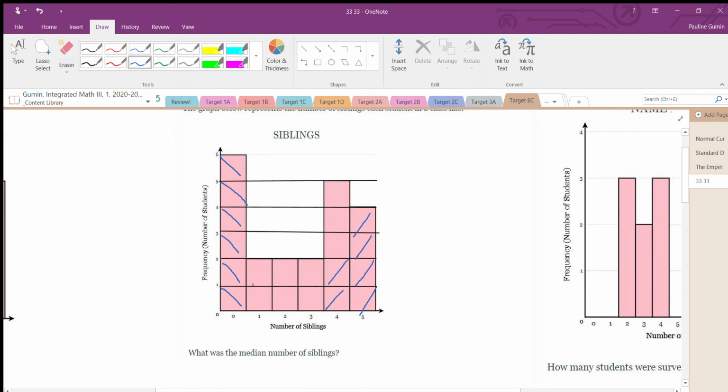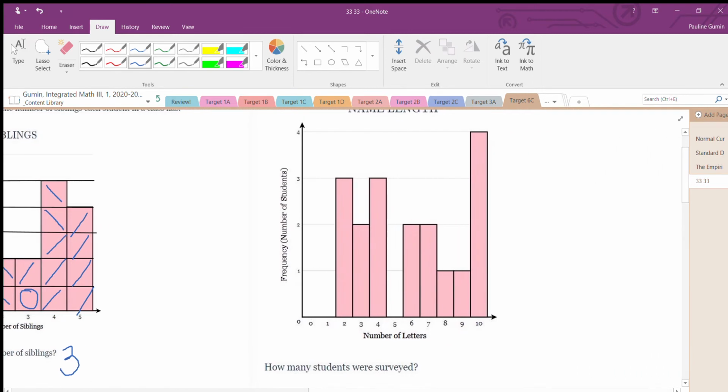Okay. Now I'm getting closer to the middle, so I'm going to go slowly. I'm going to do 2, and then 2 more, 1, and 1, and then 1, and then 1, and I'm left with 3 siblings being the median.